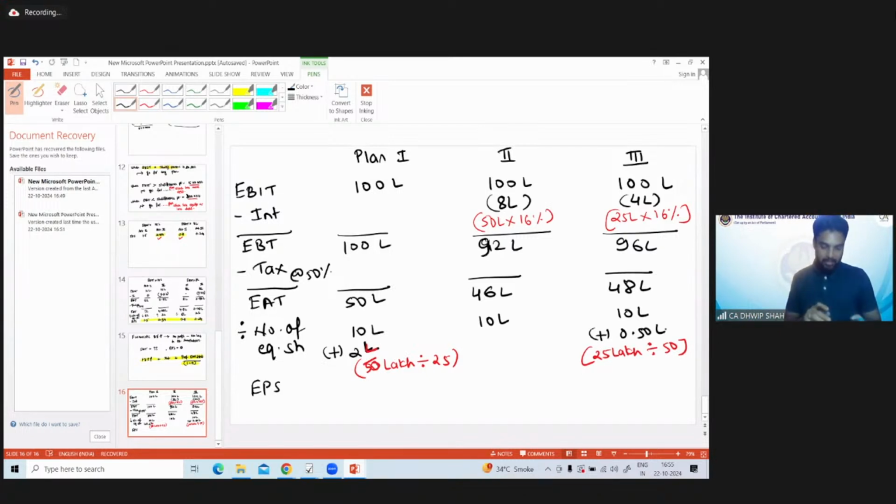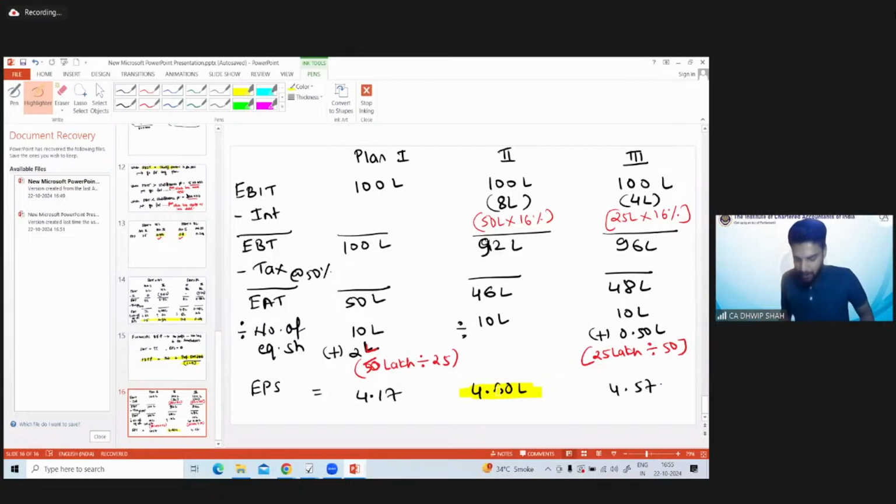So my EPS under plan 1 comes to 50 lakh divided by 12, 4.17. My EPS comes to 4.17. Here it will be 4.6 and here it will be 48 divided by 10.5, 4.57. So I should go for alternative 2 because it is generating maximum EPS to my company.